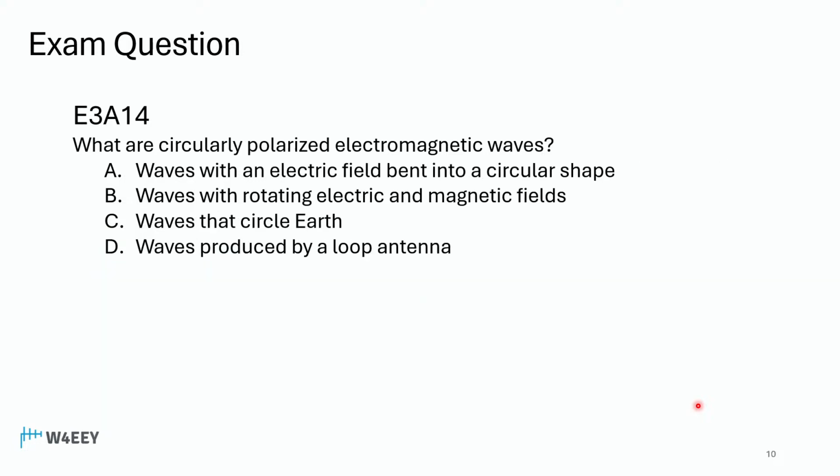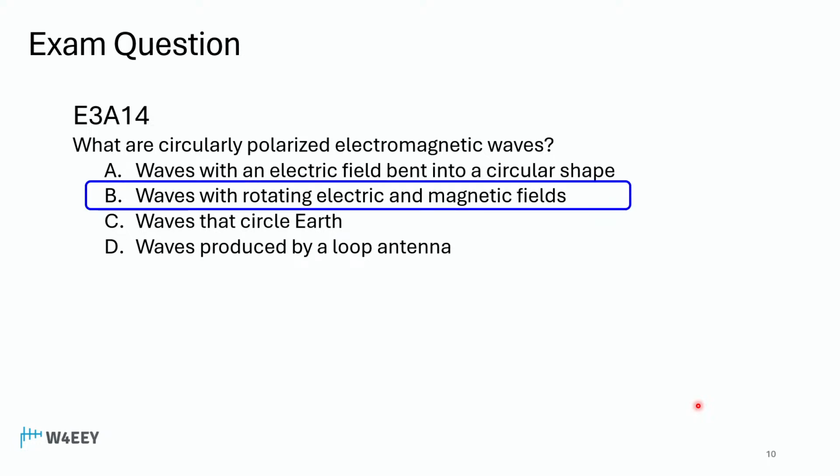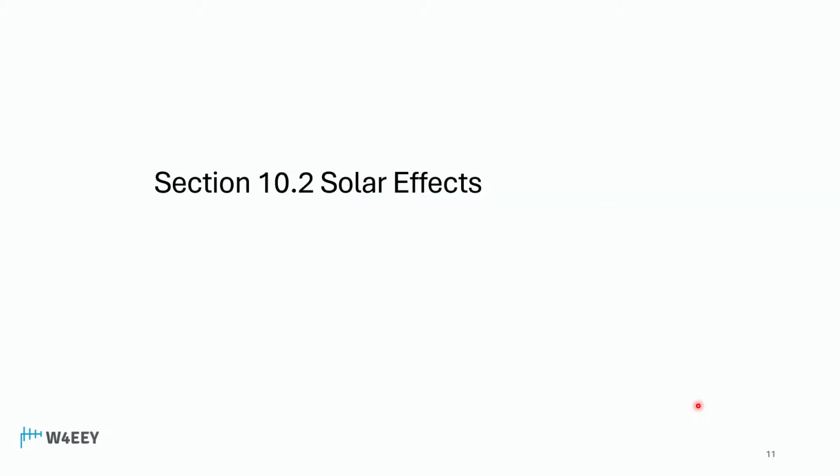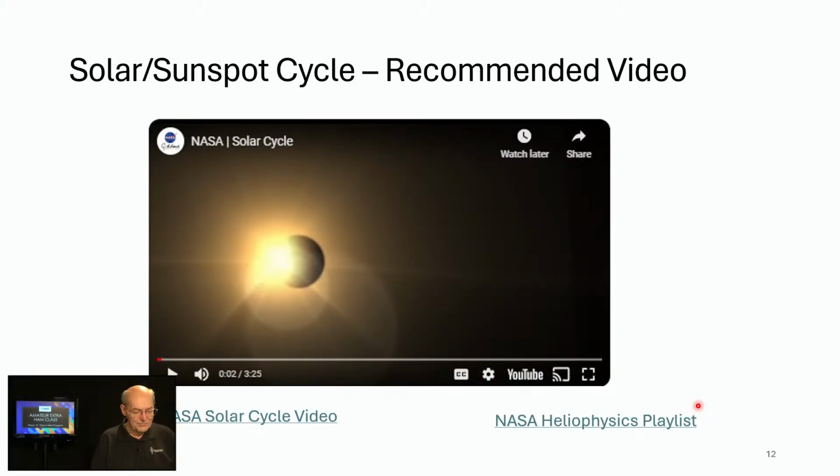Very good. And then what are circularly polarized electromagnetic waves? Baker? Yep, Baker or Bravo, waves with rotating electric and magnetic fields. If you've got a right-hand polarized antenna and you're trying to receive a left-hand polarized signal, you might not hear anything at all. All right, right on into solar effects, our next section.